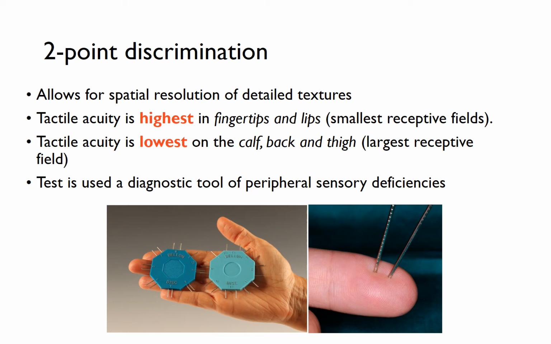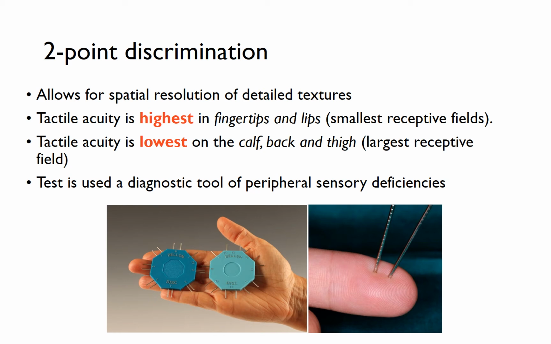So go ahead and test this on yourself. It's kind of a fun exercise, or test it on a roommate or something like that. Ask them to close their eyes and tell you, do you feel one prong or two prongs? And you'll notice that when you go to areas where the receptive fields are larger, say on the back of the arm, for instance, the distance at which they are able to detect the two prongs will grow. That means the prongs will have to be spaced farther and farther apart as you go into areas of lower and lower tactile acuity.